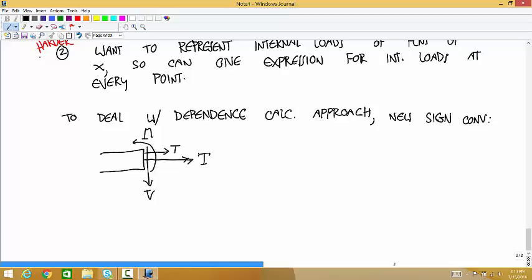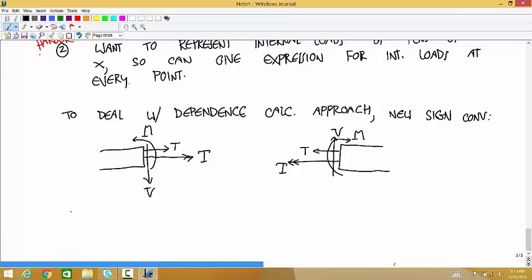And if you're working from the other side, all of these are equal and opposite. So tension is this way. Shear force is up. Bending moment is this way. And the torque is to the left. So T is tension. If you get a negative value of tension, that means the body's in compression.